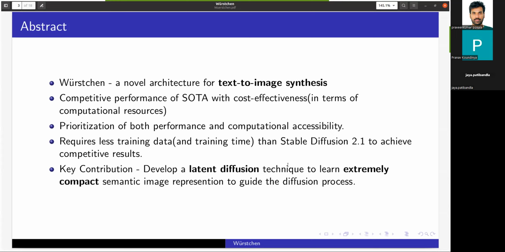So this requires less training time than expensive architectures such as Stable Diffusion, and which achieves not only competitive but also like superior results compared to these models. And one of the key contributions of this architecture is that it develops a latent diffusion technique, which learns an extremely compact semantic image representation, which is used to guide the diffusion process. In terms of numbers, the compression ratio is about like 1:42. So this is how compact that this model aims to achieve.